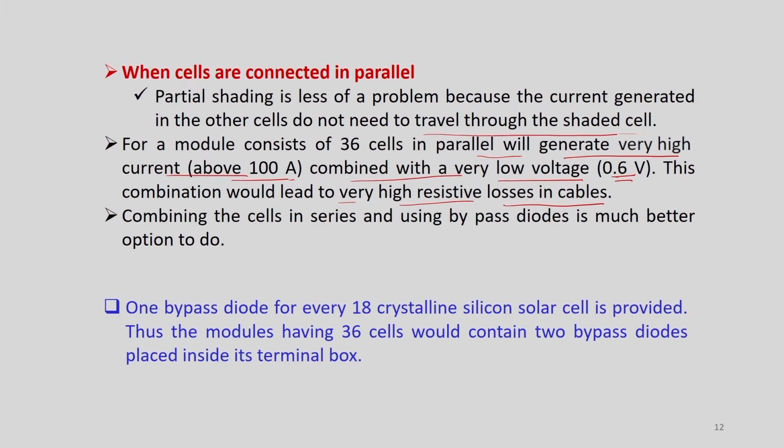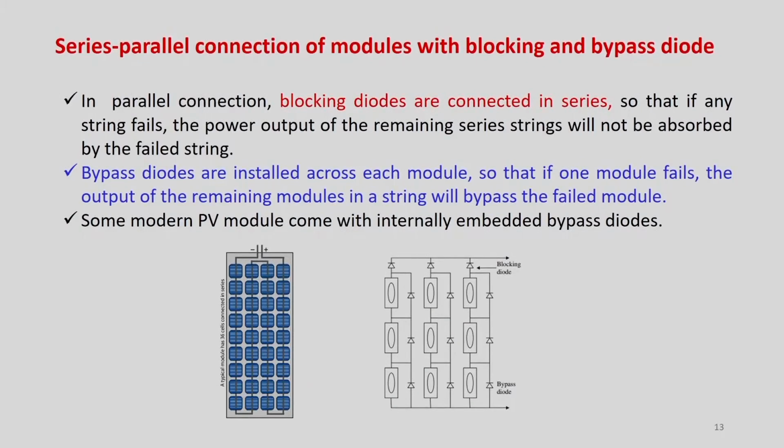And for your understanding, one bypass diode for every 18 crystalline silicon cells is provided, okay. So if we have 36 cells, then we need 2 bypass diodes, which are normally installed in the terminal box of the PV module, right. Now let us also learn what happens when we connect many modules in these configurations. Now these are modules, not cells, okay. So these modules sometimes need to be connected in series and sometimes in parallel, okay.